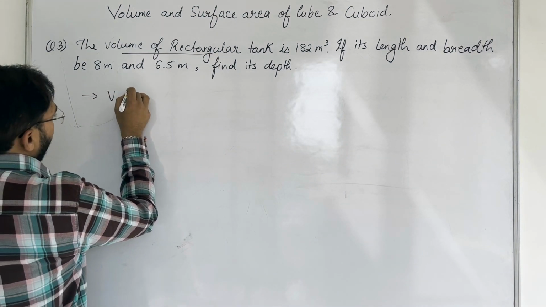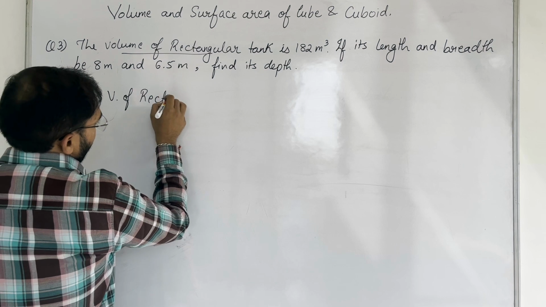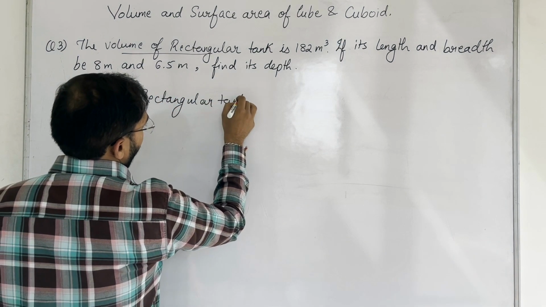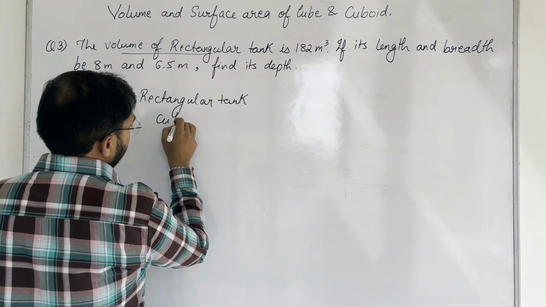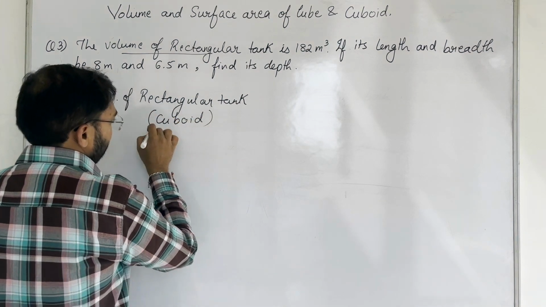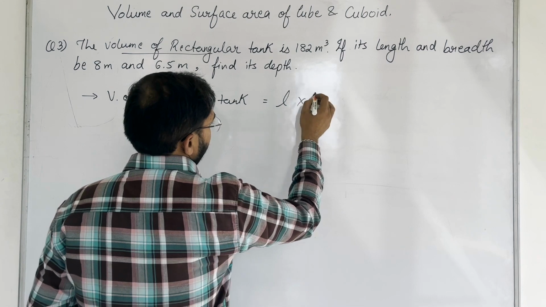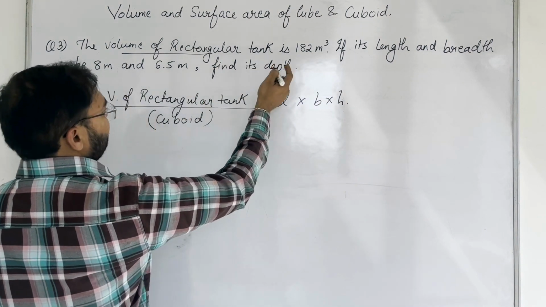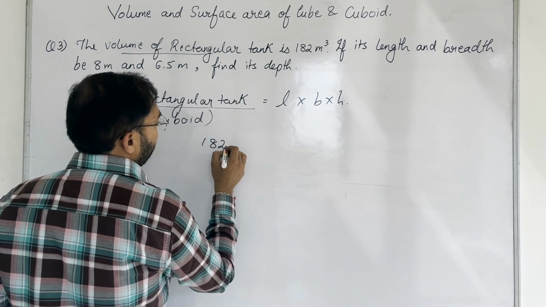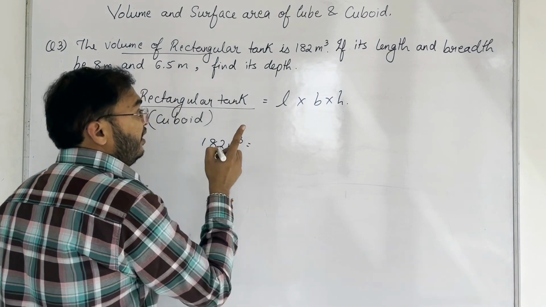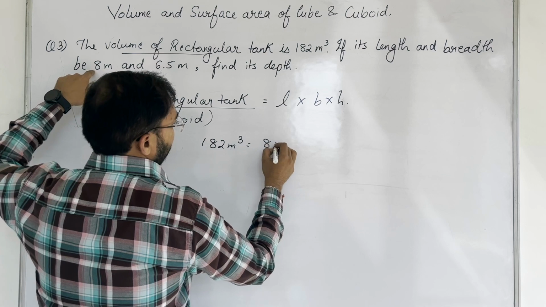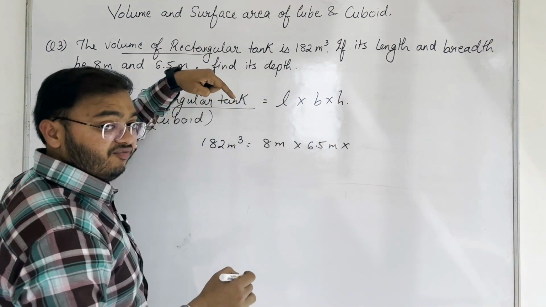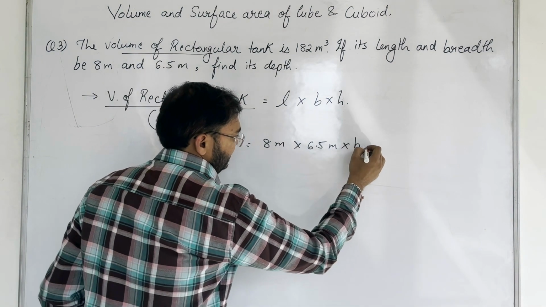That is volume of rectangular tank, and this tank is in the shape of cuboid. So volume of cuboid equals length into breadth into height. Now volume of rectangular tank is given to us, that is 182 meter cube, where length is given, that is 8 meter, breadth is given, that is 6.5 meter. We need to find the depth. Depth means height, so height as it is.